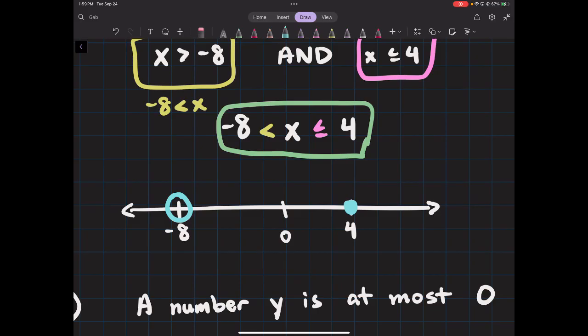Let's think about it. Does 0 work? 0 goes in here. 0 is bigger than -8? Yeah. 0 is less than 4? Yeah. I will take a 6. Is 6 bigger than -8? Yeah. But is 6 less than 4? No. So 6 does not work. So nothing out here, right? Anything less than 4 but more than -8, so it's in the middle. Whatever is in the middle is your x.